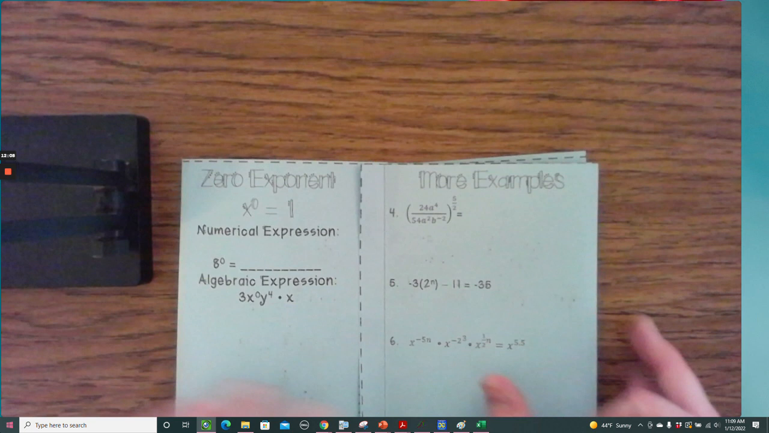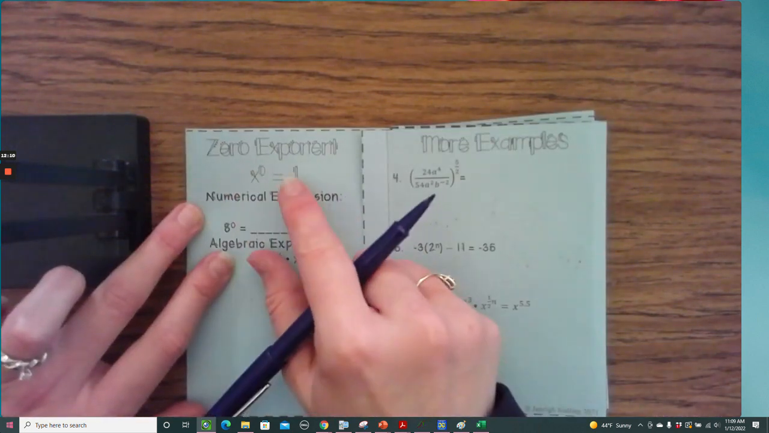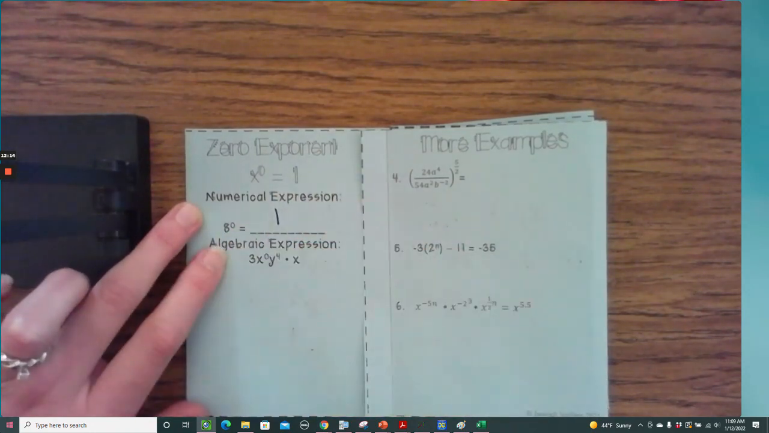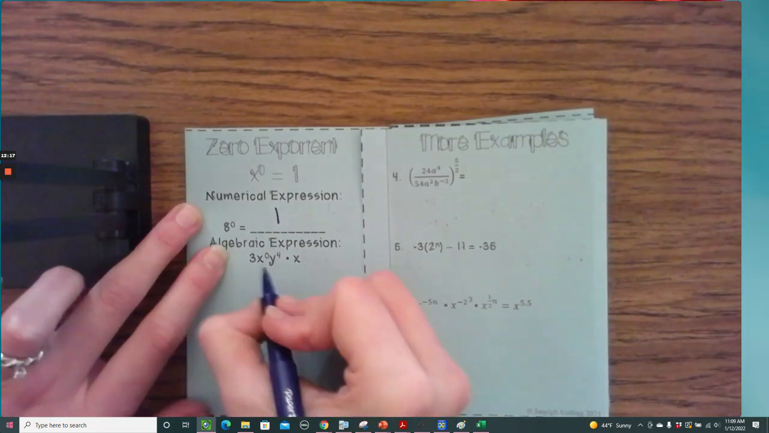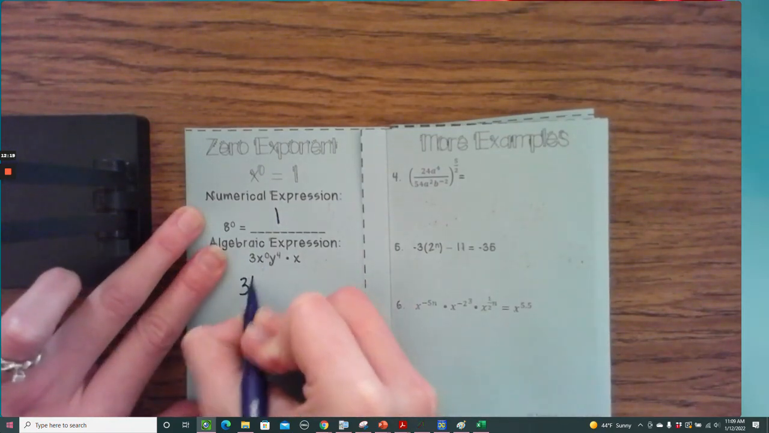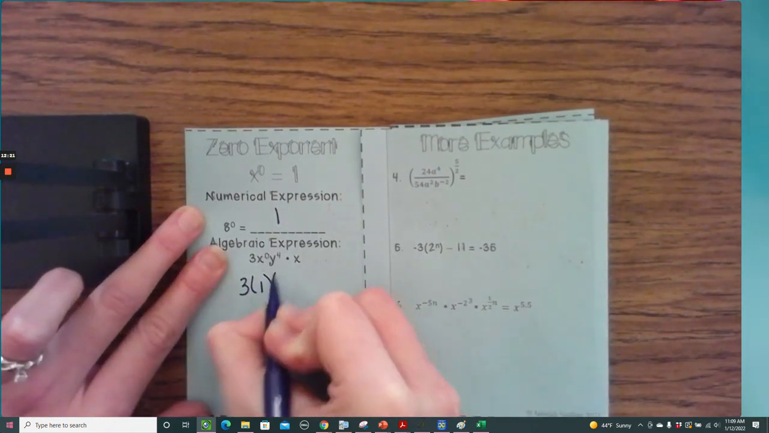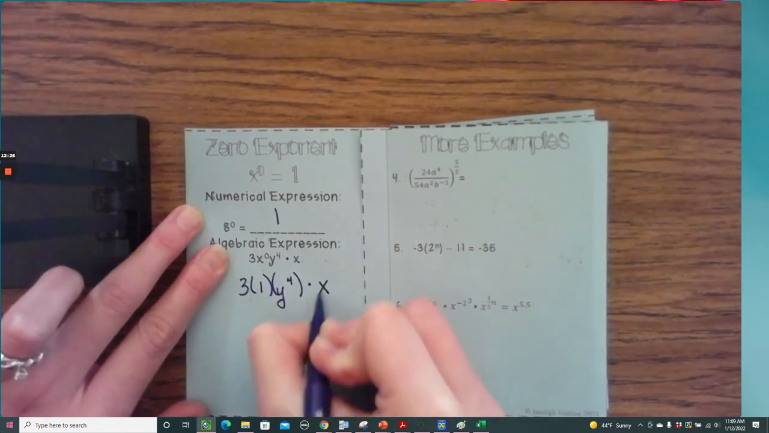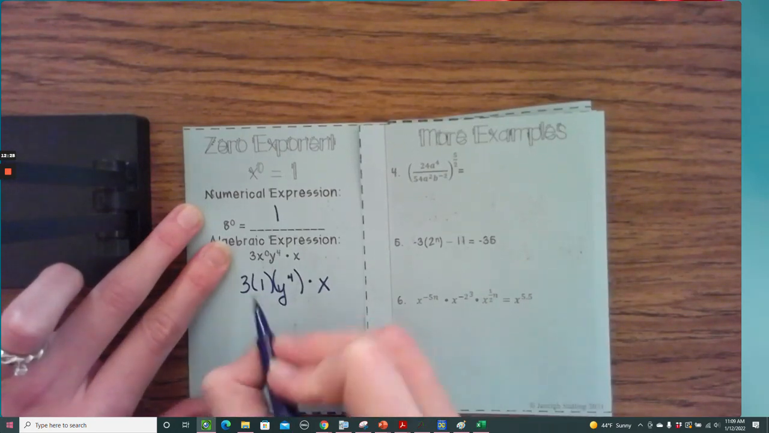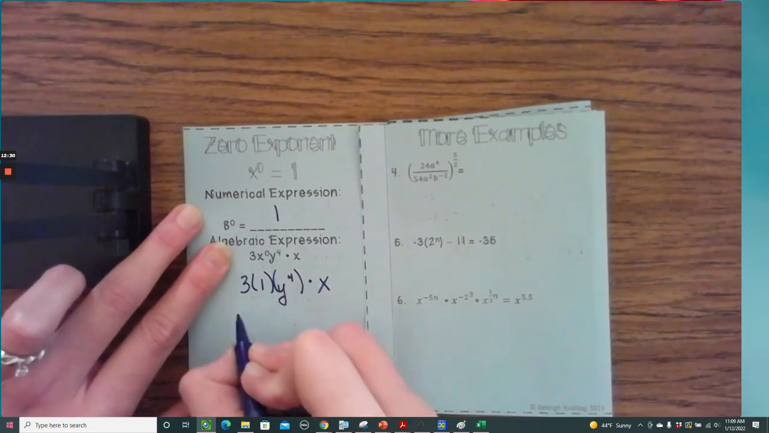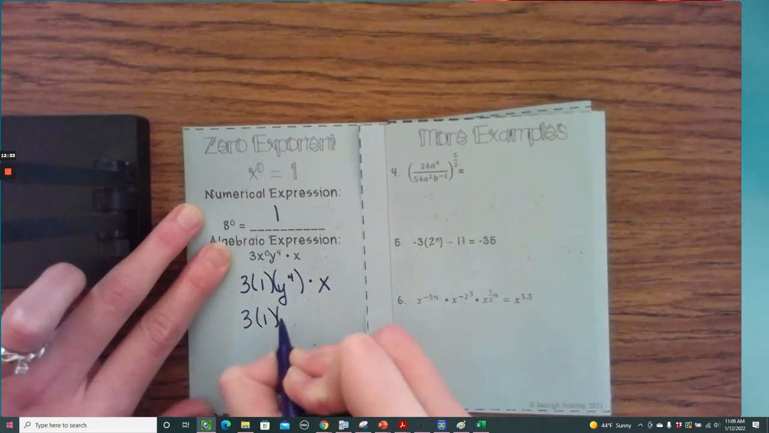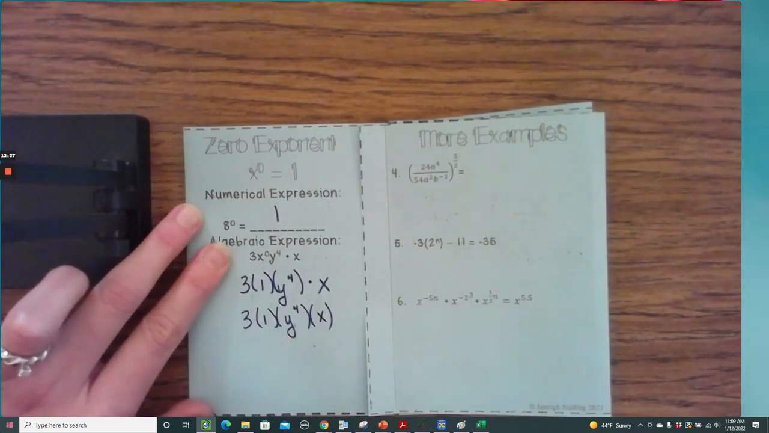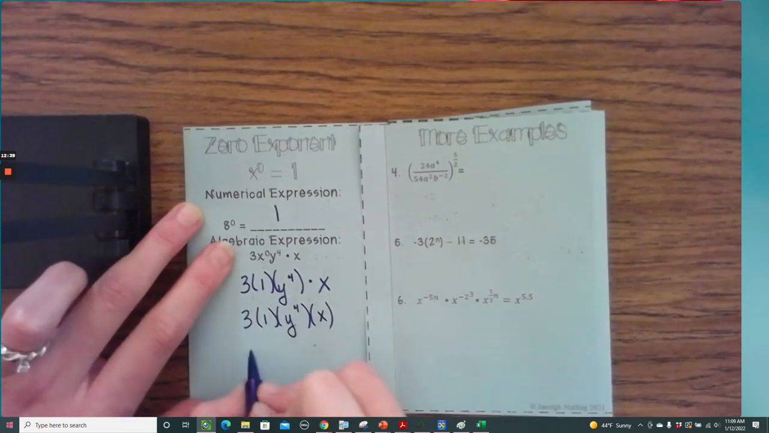So anytime that you raise something to the 0 power, the whole thing's going to equal 1. So 8 to the 0 is just going to equal 1. Okay? So in an example like this, we would have 3x to the 0 is just 1 times y to the 4th, and then times an x, which means 3 times 1, it's all just multiplied together. And that's all that's happening when we shove things together like that. It's just multiplication.